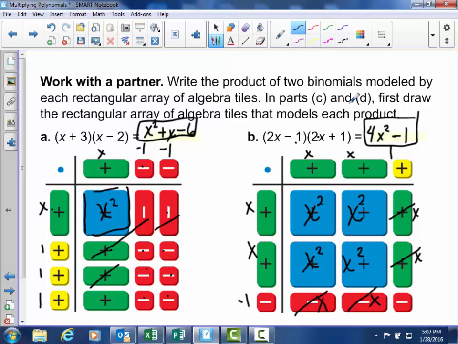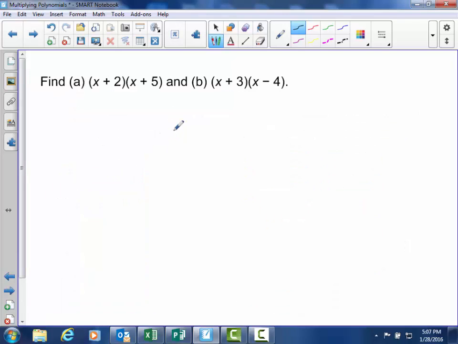Okay. This says in parts C and D. There are no parts C and D, so don't worry about that. Okay. All right, let's move on. That's multiplying using algebra tiles. So what if we don't have algebra tiles? So what else can we do?